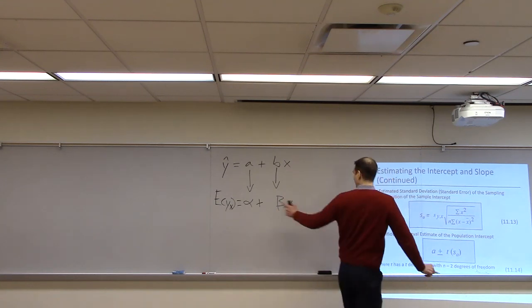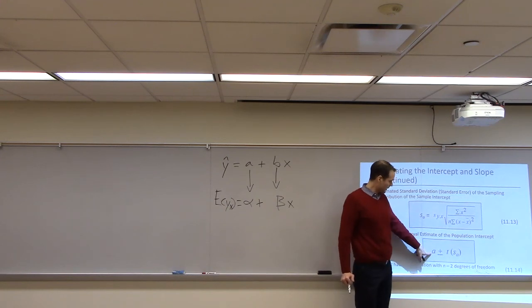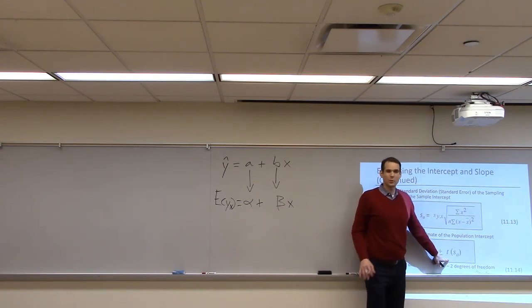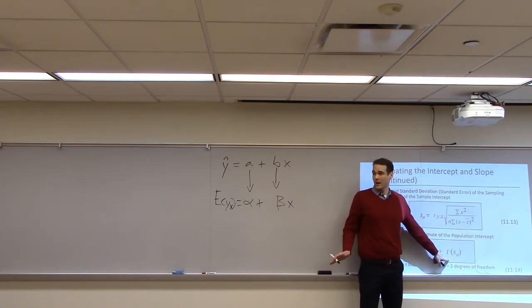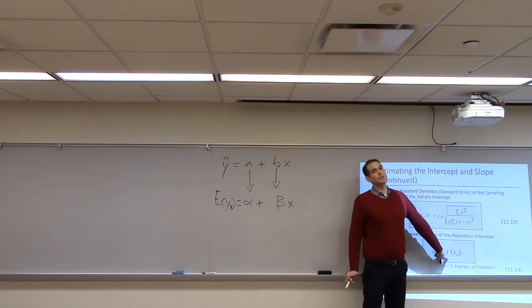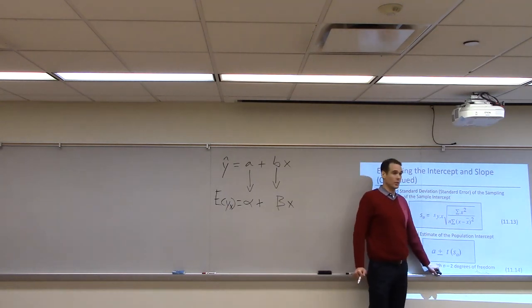So our true population intercept is our sample intercept plus or minus some number of standard errors. How many standard errors? Well, it depends on how confident you want to be. If you want to be 99% confident, a certain number of standard errors; 95% confident, fewer standard errors. And we're going to use a t-distribution to determine the number of standard errors. Specifically, a t-distribution with n minus 2 degrees of freedom.